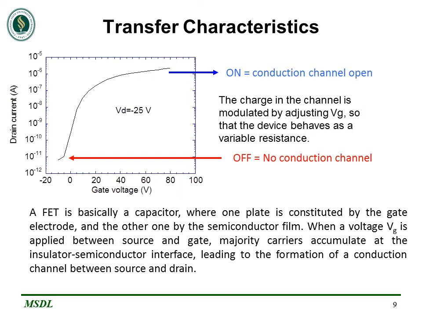The transfer characteristic of OFET is shown in the figure. The charge in the channel is modulated by adjusting gate voltages, so the device behaves as a variable resistance. When voltage is applied between source and gate, majority carriers accumulate at the insulator semiconductor interface, which leads to the formation of a conduction channel between source and drain.